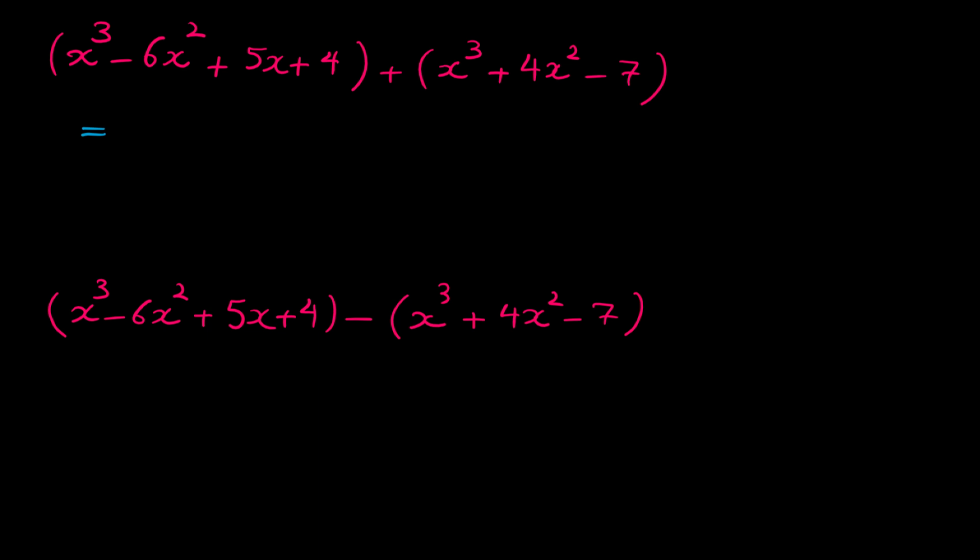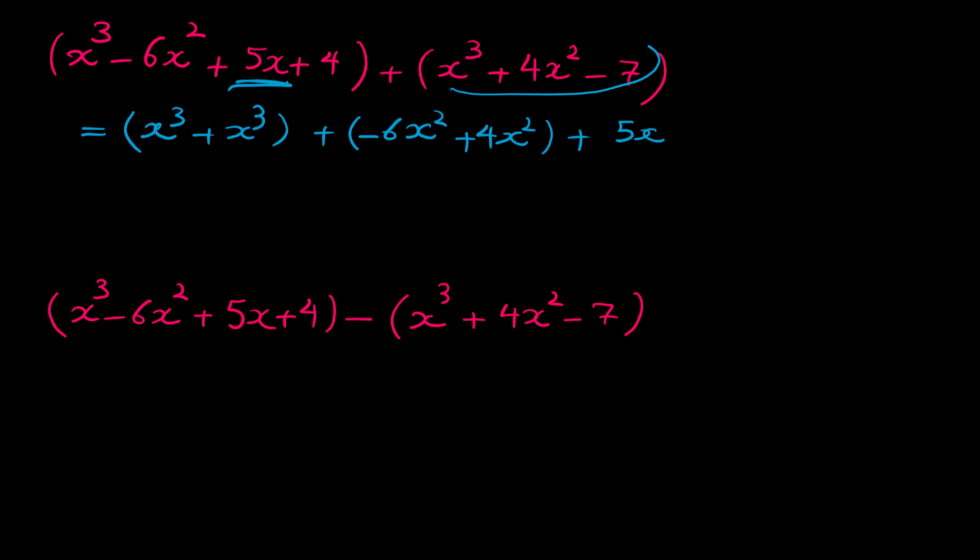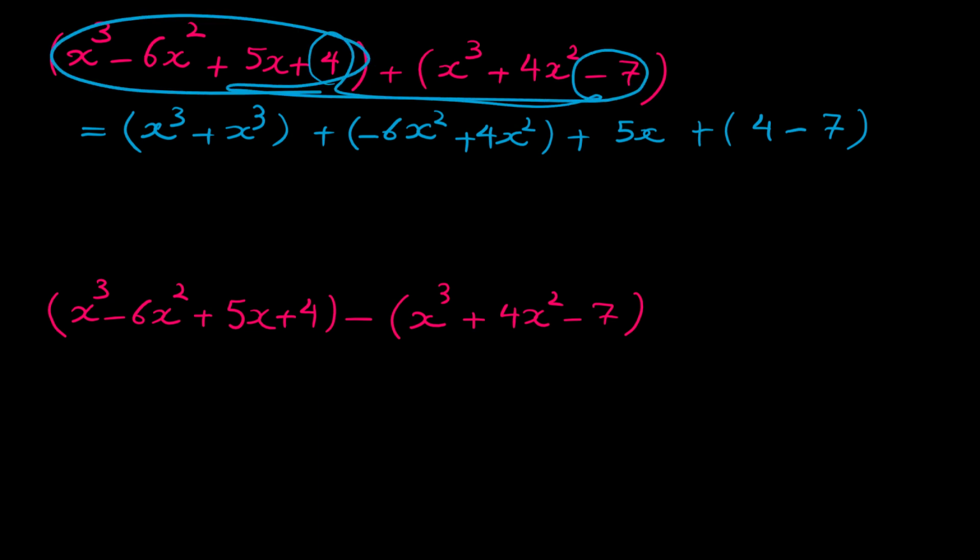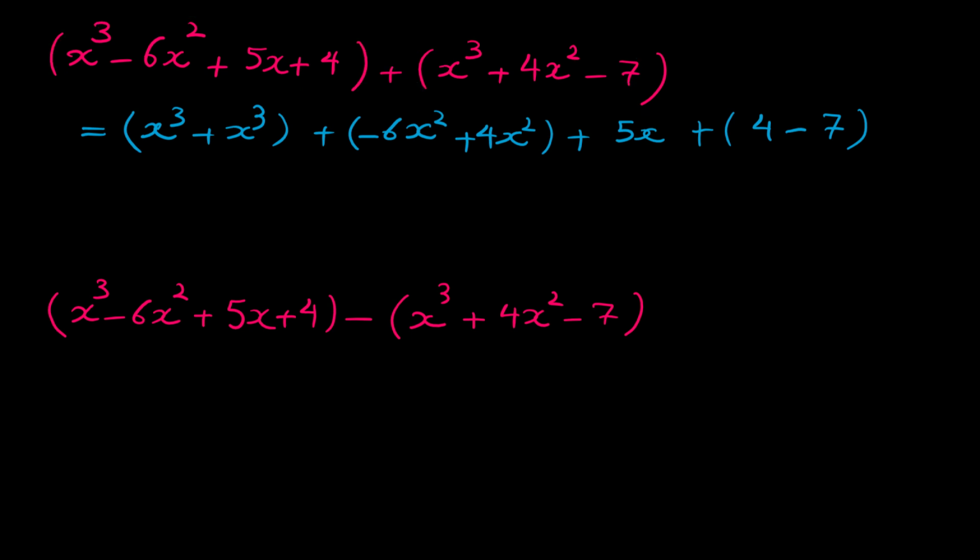So, for adding polynomials, we group the like terms. We do it this way. x to the 3 plus x to the 3. This is one group. Then we have negative 6x to the 2 and 4x to the 2. For the 5x term from this polynomial, we don't have any term from the other polynomial. So we leave 5x by itself, and finally we have a group in which we have 4 and negative 7. These are the constant terms of these two polynomials.